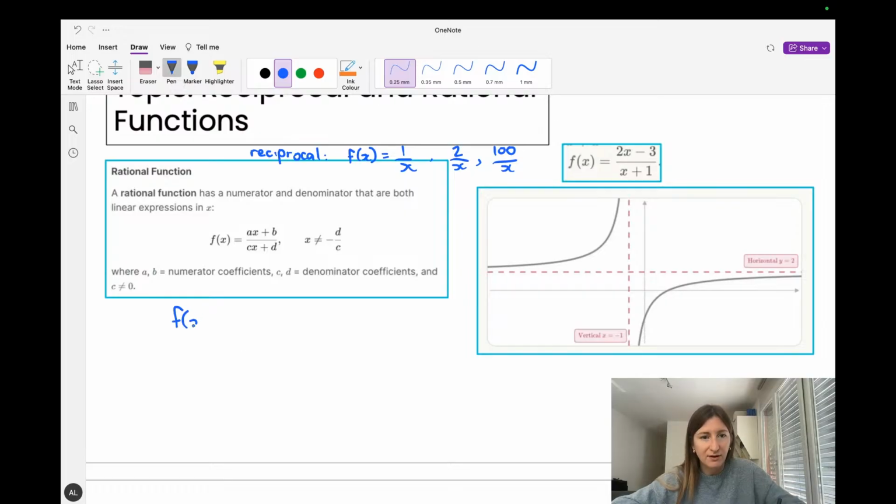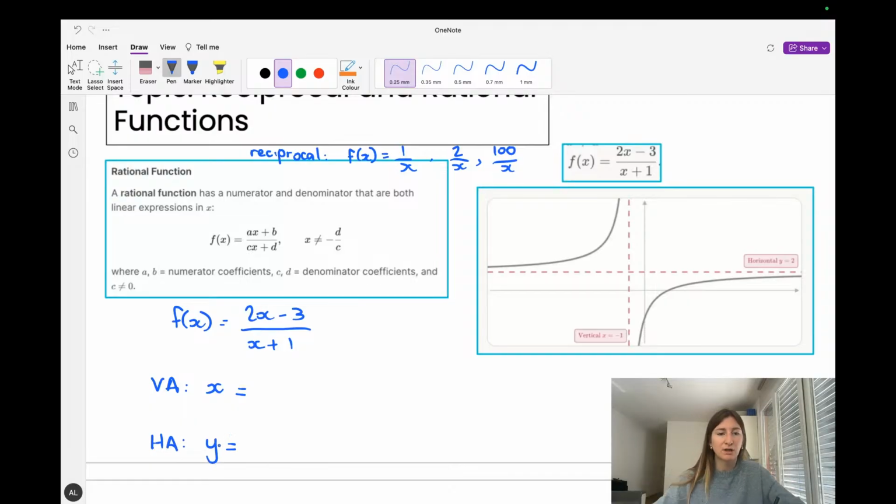So let's say we have f of x is 2x minus 3 over x plus 1. That's going to have a vertical asymptote, and that vertical asymptote is always an equation, x equals. And the horizontal asymptote is always an equation, y equals. So when they say give the equation of the vertical asymptote, please do not just write down a number like 2. You will not get a mark for that. You have to write x equals 2 and y equals 5, whatever it is, because it must be an equation. Otherwise, you're just writing down a number.